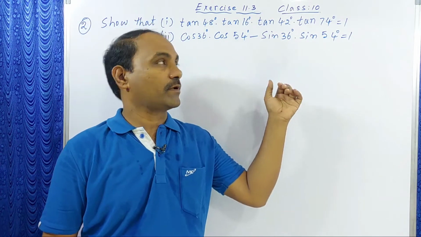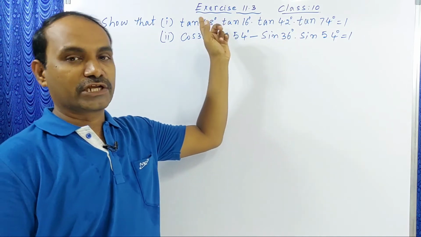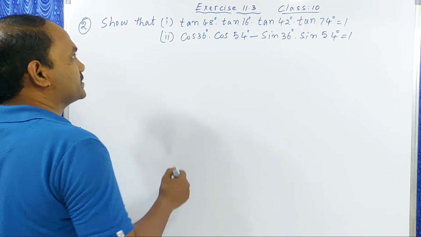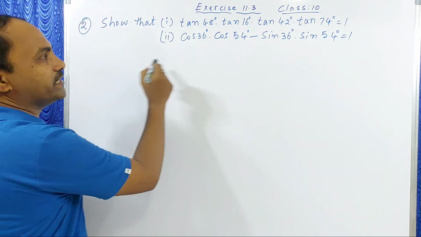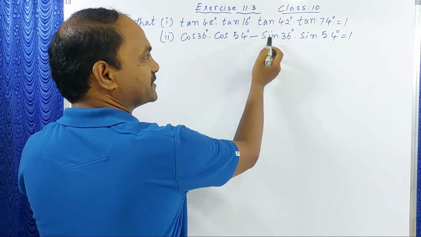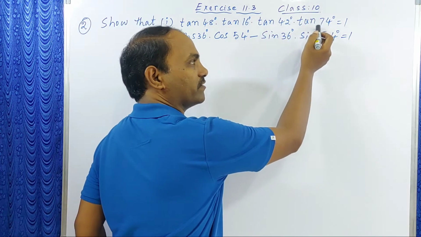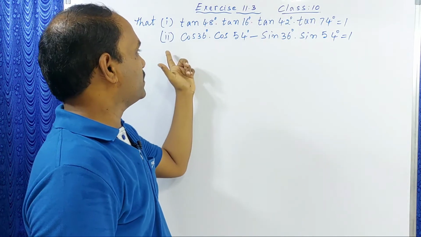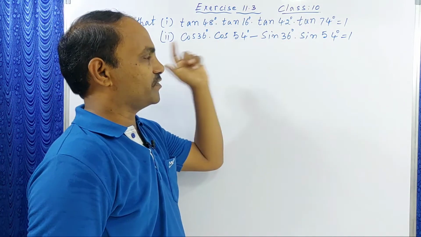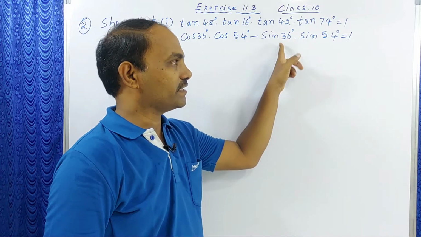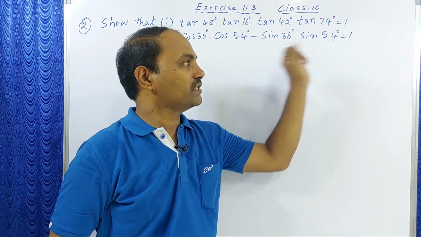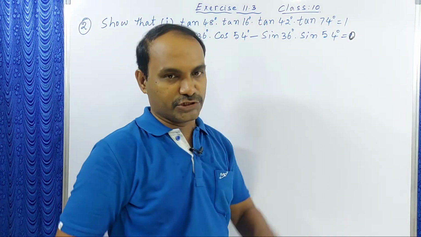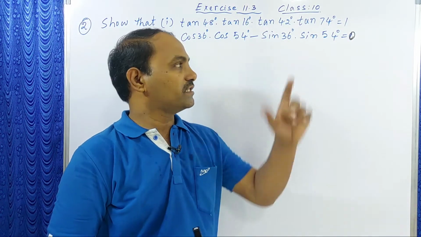Today we are going to discuss trigonometry exercise 11.3 in the AP state syllabus. Second question: show that tan 48 degrees into tan 16 degrees into tan 42 into tan 74 degrees equal to 1. We are going to prove this one. And the second one: cos 36 into cos 54 minus sin 36 into sin 54, this value becomes 0. Show that this value is 0. Okay, this is the question.